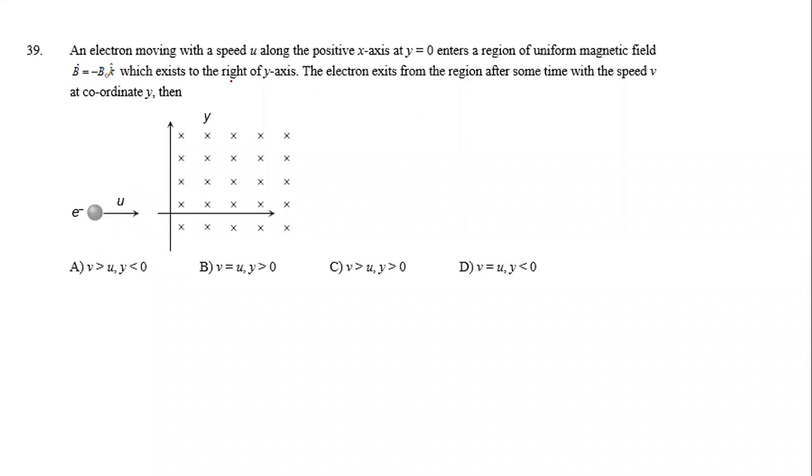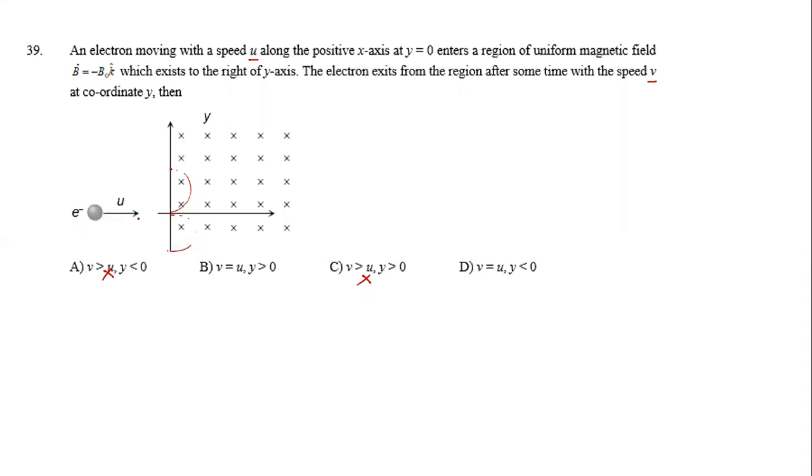This is also an electron, a negative charge moving in this. The electron exits the region with speed v. So very clearly we know kinetic energy does not change. So u has to be equal to v. So these two options are gone. So the only question now is, will it bend like this and exit, or will it exit like this?